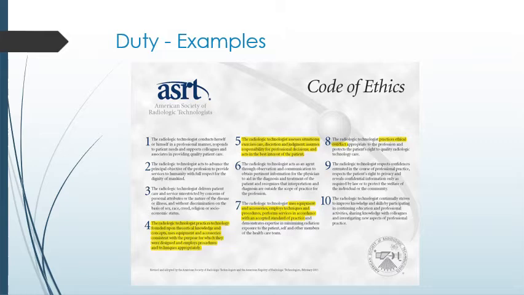Number 5, the radiologic technologist assesses situations, exercises care, discretion, and judgment, assumes responsibility for professional decisions, and acts in the best interest of the patient. And number 7, the radiologic technologist uses equipment and accessories, employs techniques and procedures, performs services in accordance with an accepted standard of practice, and demonstrates expertise in minimum radiation exposure to the patient and other members of the healthcare team.